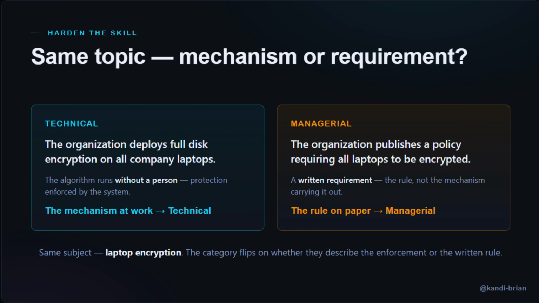Let me give you a second scenario to harden the skill. The question says, the organization deploys full disk encryption on all company laptops. Category: encryption is performed by the system, the algorithm runs without a person, the protection is enforced by technology. Technical. Now contrast that with a question that says, the organization publishes a policy requiring all laptops to be encrypted. That is managerial, because now we are describing the written requirement, not the mechanism.